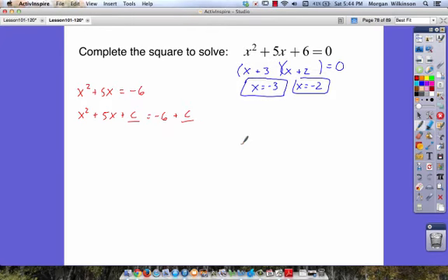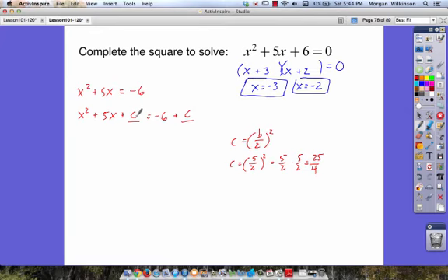Now step 3 is to find what c is. And we know c is equal to b over 2 squared. So our b value is 5, so c is going to equal 5 over 2 squared, which equals 5 over 2 times 5 over 2, that must equal 25 over 4.